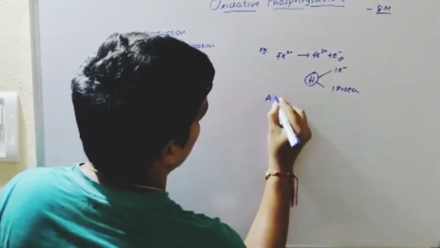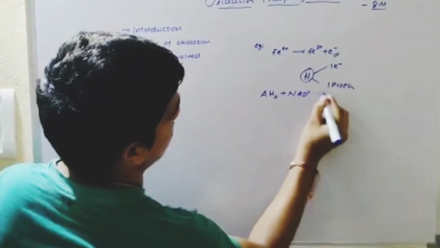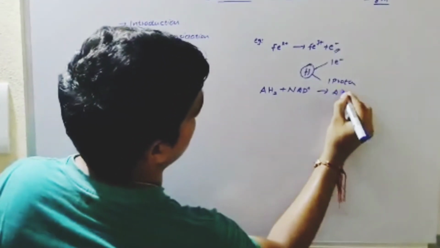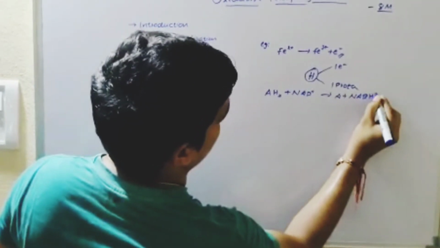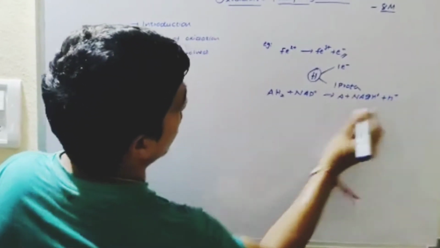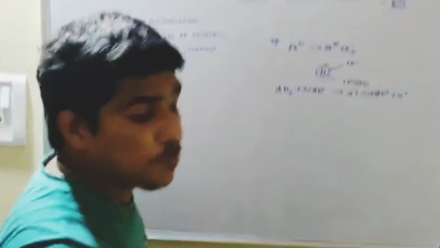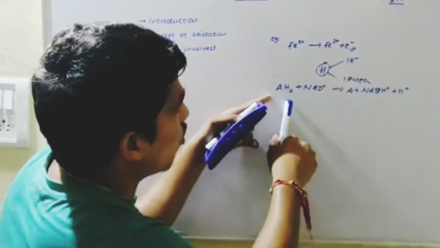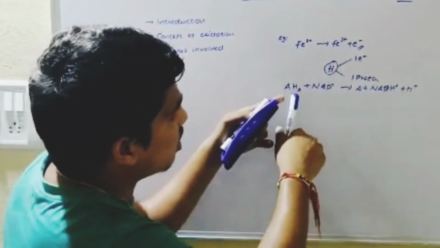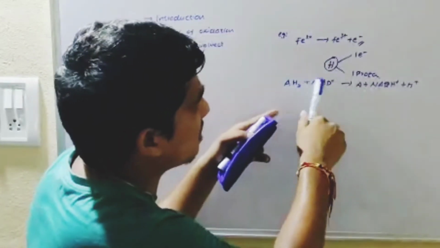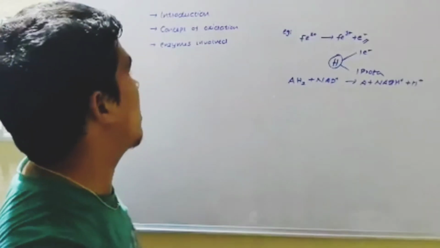You are going to see AH2 plus NAD+ gives A plus NADH plus H+. AH2 is oxidized in this reaction. The question may be like that: there is no loss of electrons directly that you could see, but there is a loss of electrons in the form of hydrogen atoms which are accepted by the coenzymes. Now this type of reaction is known as an oxidation reaction.